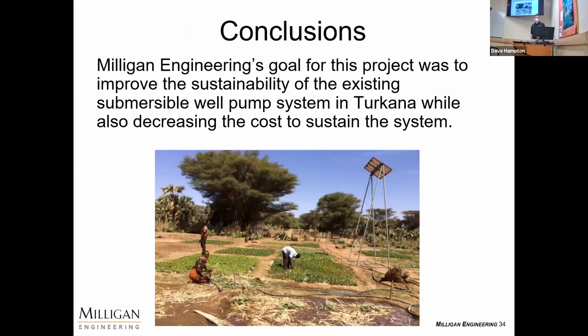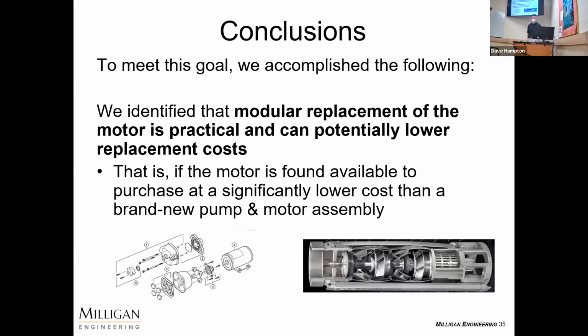Conclusions. So Milligan Engineering's goal for this project was to improve the sustainability of the existing wells in Turkana, while also decreasing the cost to sustain the system. To meet this goal, we accomplished the following. We identified a way to replace just the motor and not the whole assembly, so that will halve the cost of replacing the ground costs on failures.